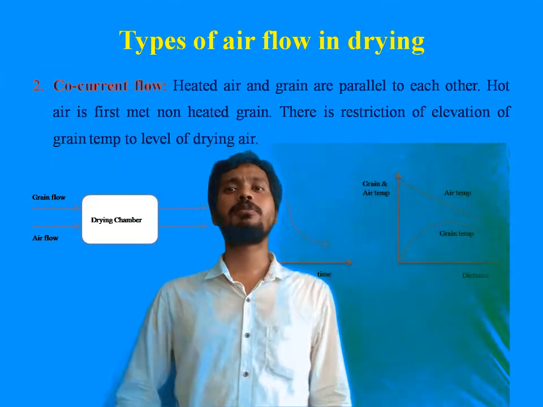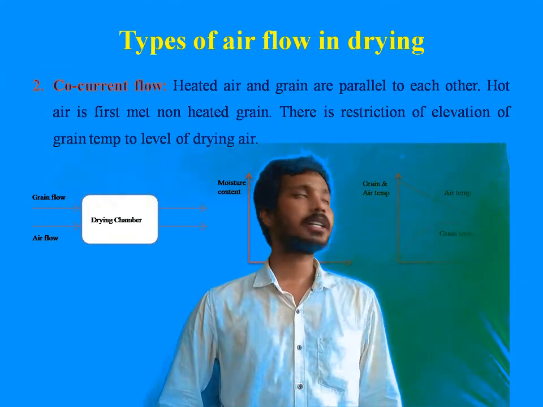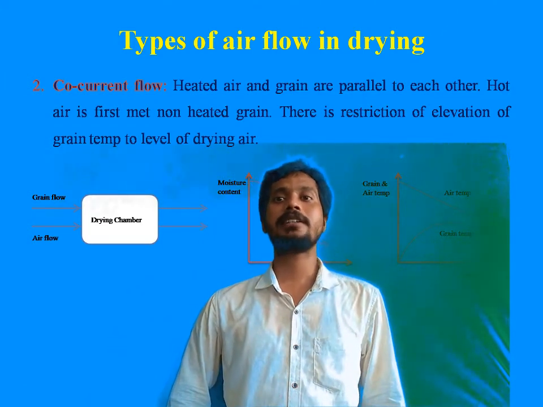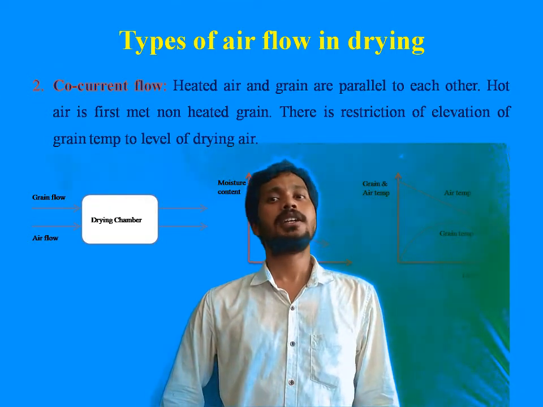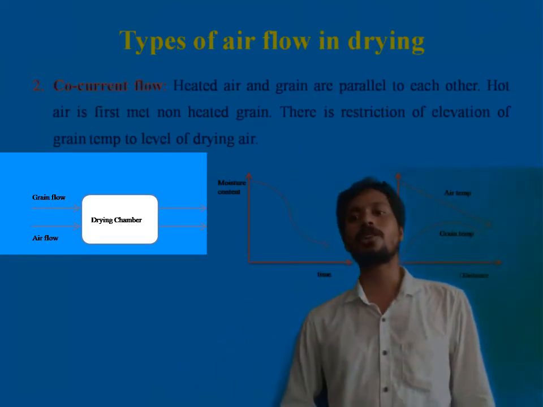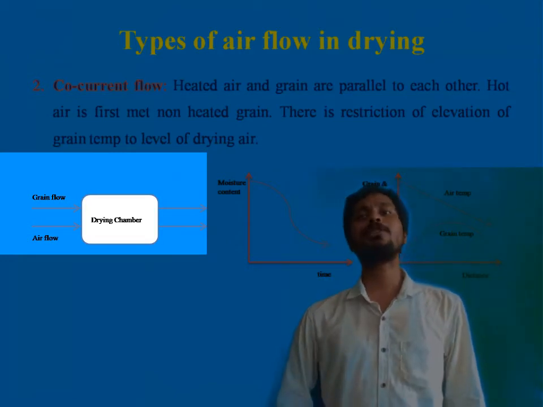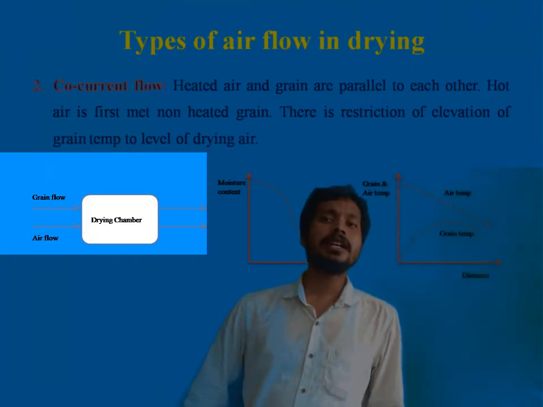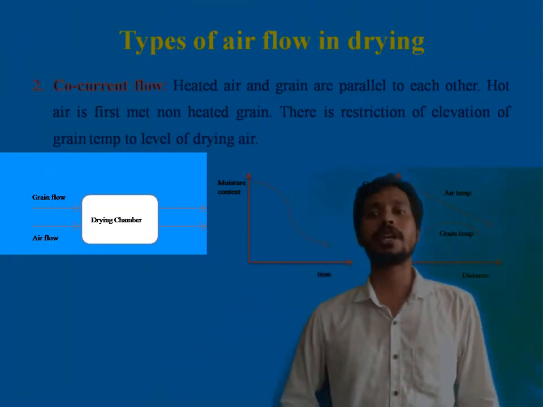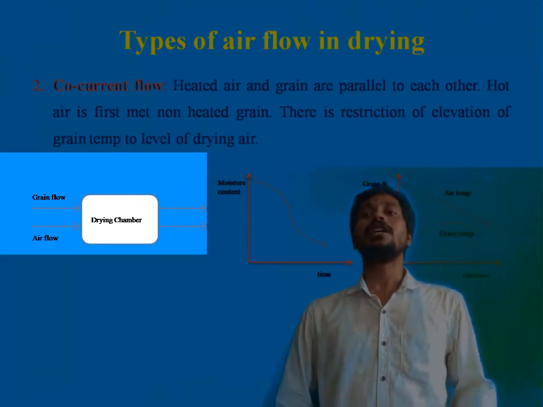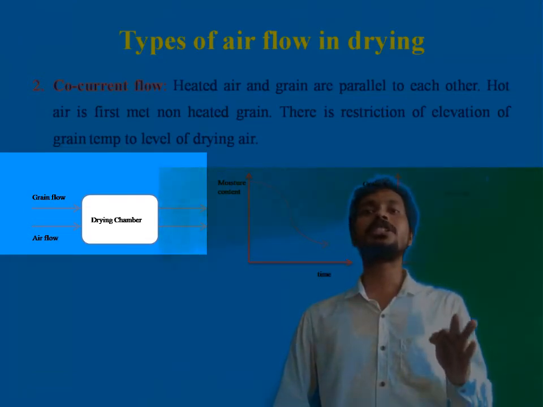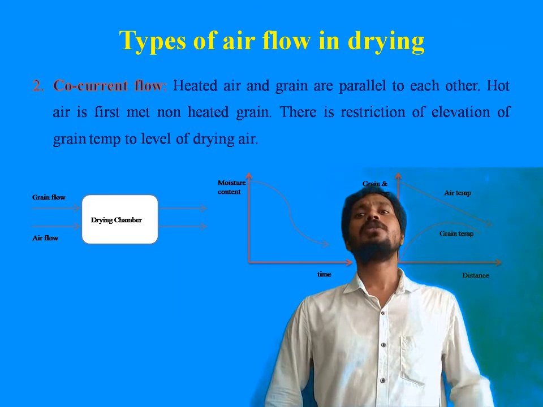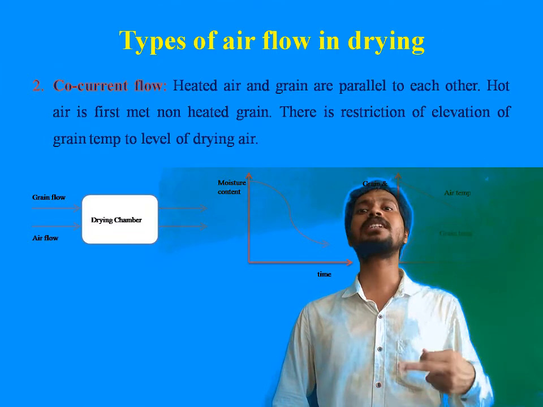Hot air is first made to meet the non-heated grain, and then there is a restriction of elevation of grain temperature to the level of the drying air. So you see the grain flow and the air flow both occur in the same direction, and the heated air and the non-heated grain both come together. So that's why in co-current flow there is a possible chance of damage to the quality of the grain. So we mostly prefer counter current drying.